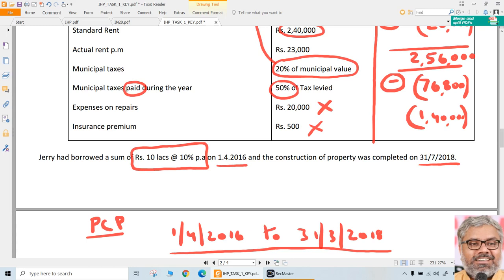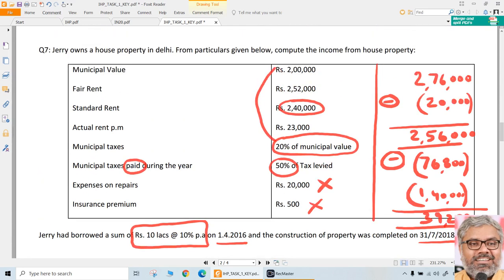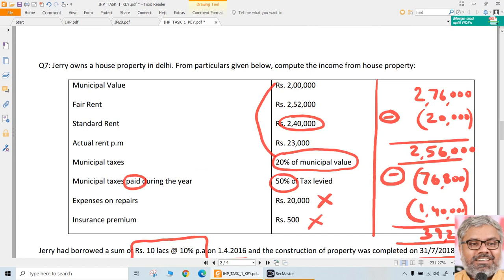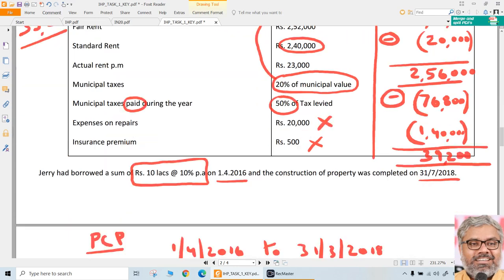So once you have deducted those two, what is remaining is the income from house property. So 2,56,000, 30% already reduced to 76,800. Minus 1,40,000, 24B deduction. So 39,200 is the final answer. So for this question, question number 7, 39,200 is the final answer. Check your answer with that. That should be the final answer of income from house property related to Jerry.